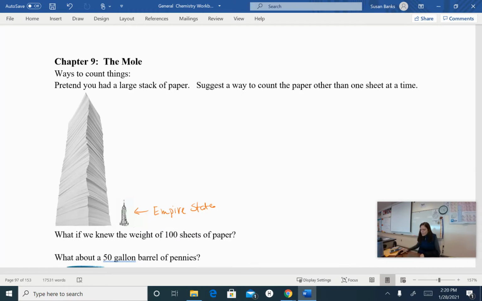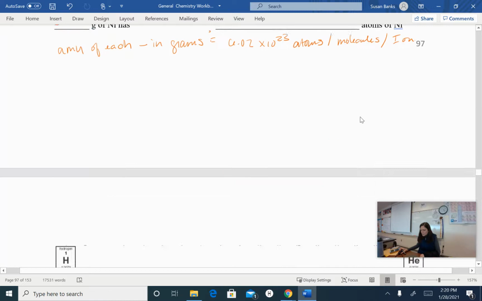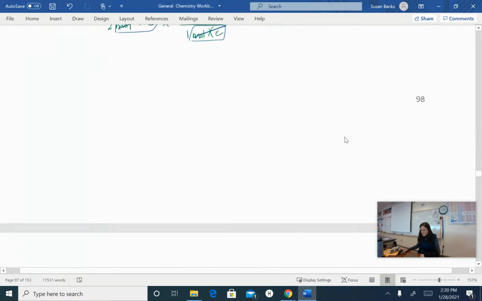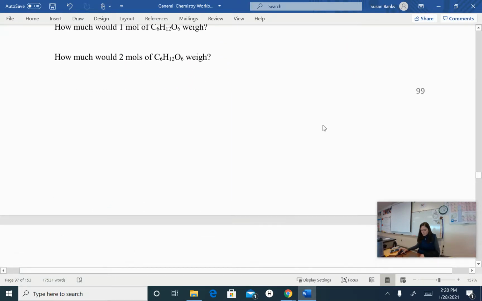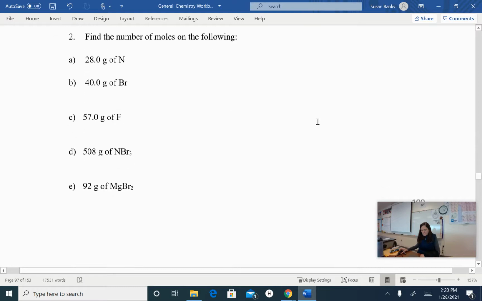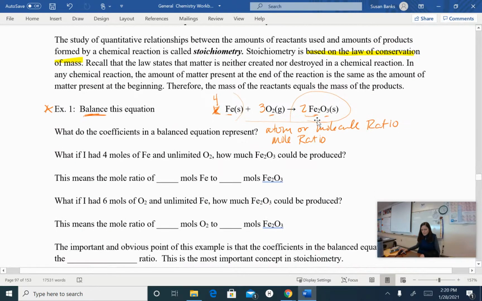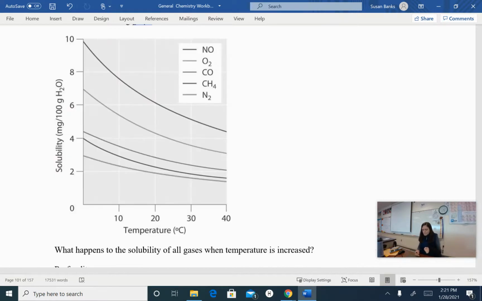Okay? Wow, what happened to my page? It just kind of flipped back. So let's scroll to where we were. That was kind of odd. Okay, so we're going to use this equation to figure out this next problem. If I have 4 moles of iron, why did it just do that?